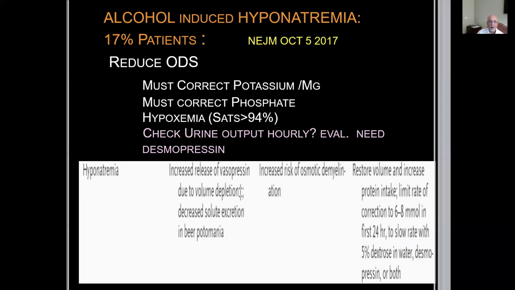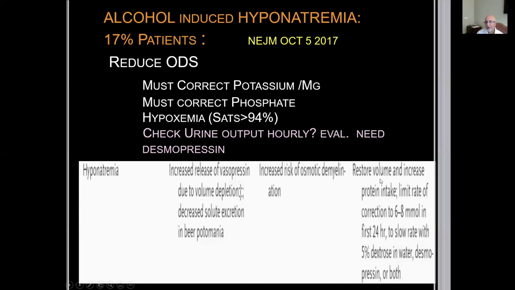The risk of osmotic demyelination syndrome is increased by low serum potassium, low magnesium, low serum phosphate, and hypoxemia. Therefore, one must check the urine output hourly, and the nurse should report to the doctor if the urine output is over 200 or 300 cc's per hour, as the serum sodium will start to increase. So as we can see here, in beer potomania, there is increased release of vasopressin due to volume depletion. There's increased risk of osmotic demyelination with beer potomania.